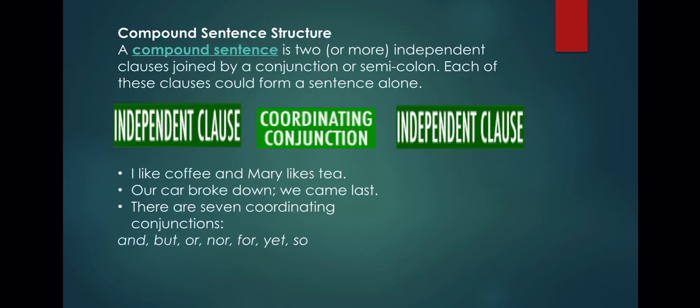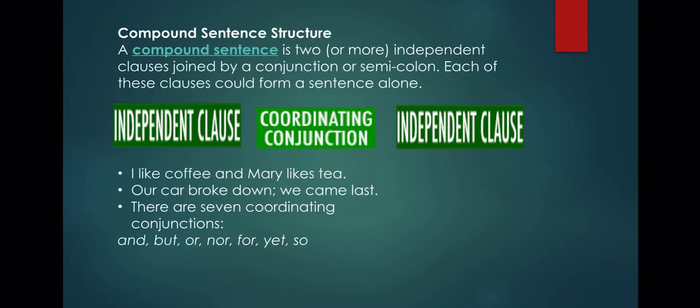A compound sentence contains two independent clauses, but these two independent clauses are connected together by a coordinating conjunction. For example, I like coffee and Mary likes tea. I like coffee, this is an independent clause. Mary likes tea, this is another independent clause. They are joined together by a coordinating conjunction, which is and.